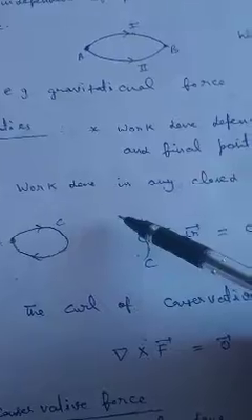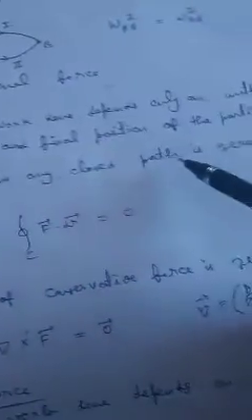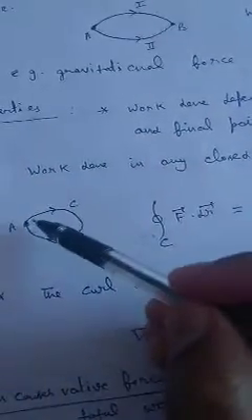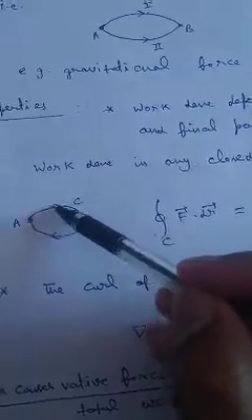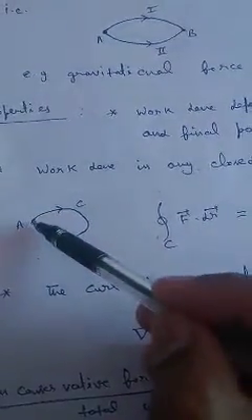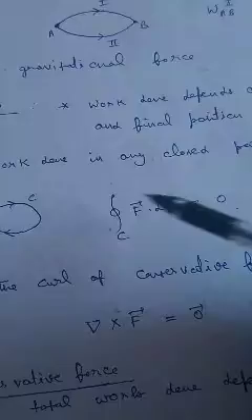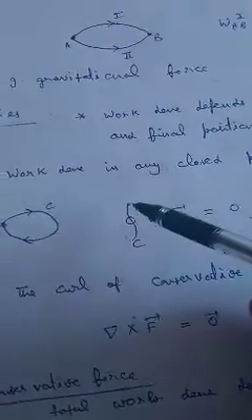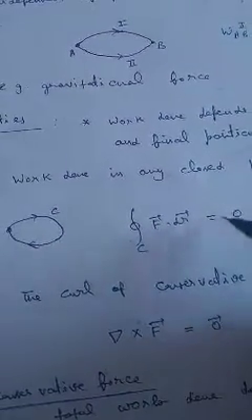Second property is work done along any closed path is 0. Let's say we start from A, we apply the force and it comes back to the same position. Then total work done will be equal to 0. So the work done for this closed path is 0.